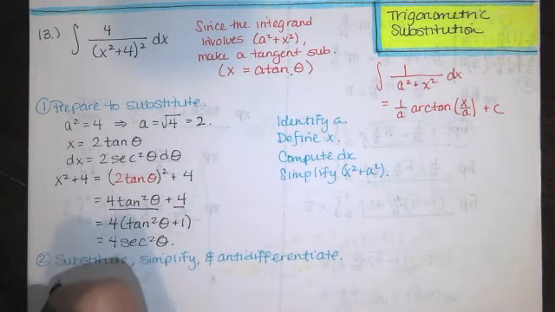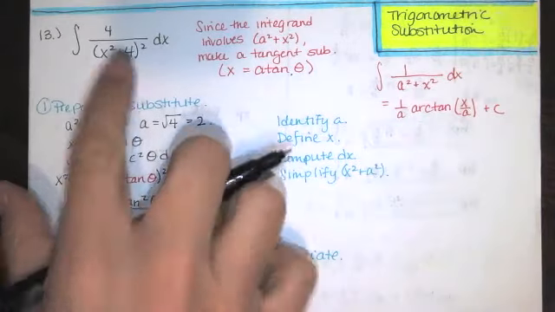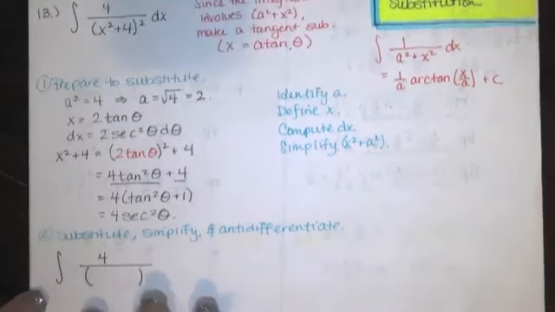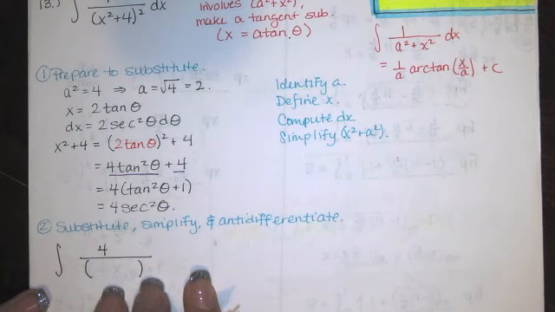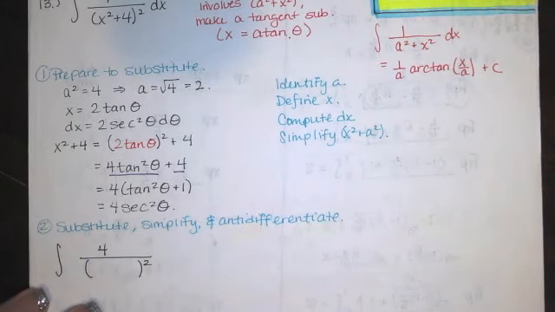And remember what you're doing. You're making literal replacements. That 4 is still there. In the denominator, I'm going to replace the x squared plus 4 with something. So I'll just open some parentheses and leave a space for what I will replace it with. We're going to take that something and we're going to square it. And then we'll multiply by the dx.